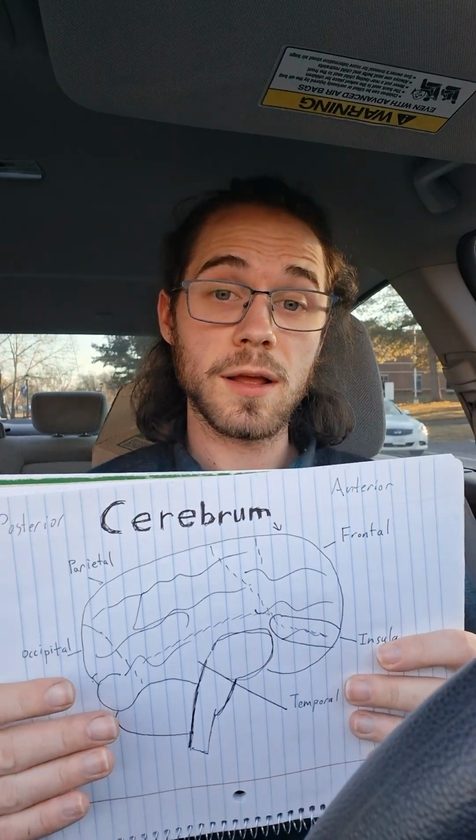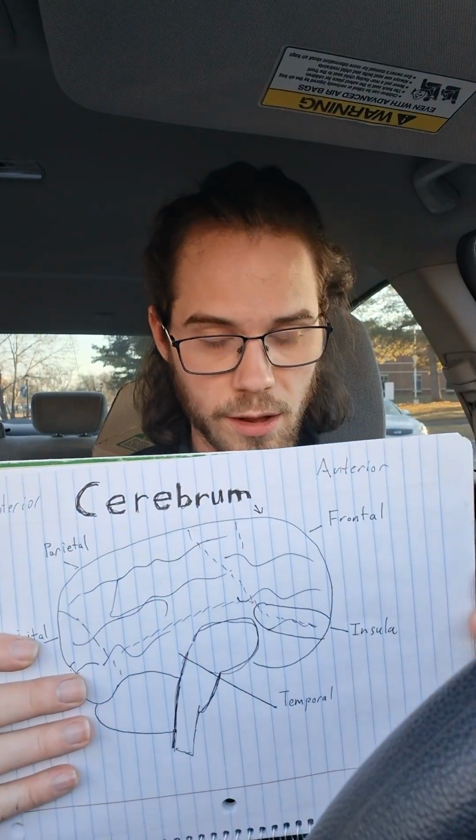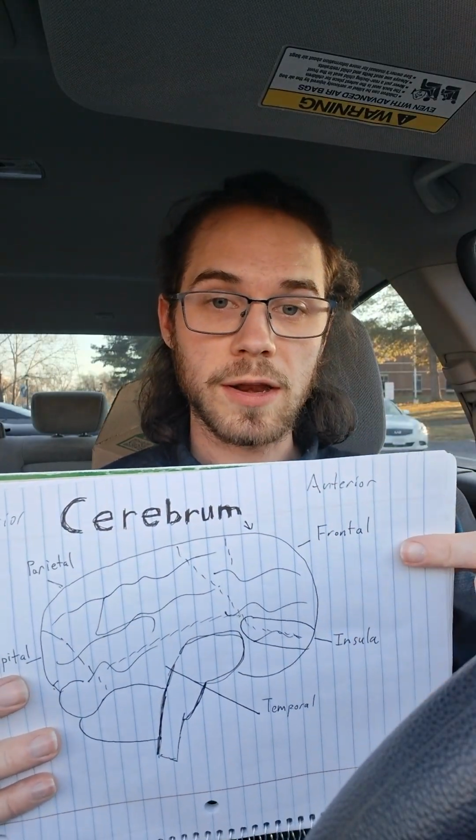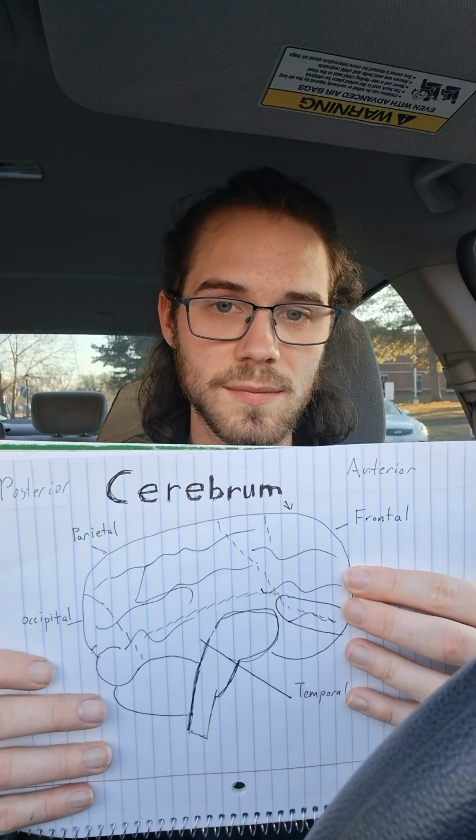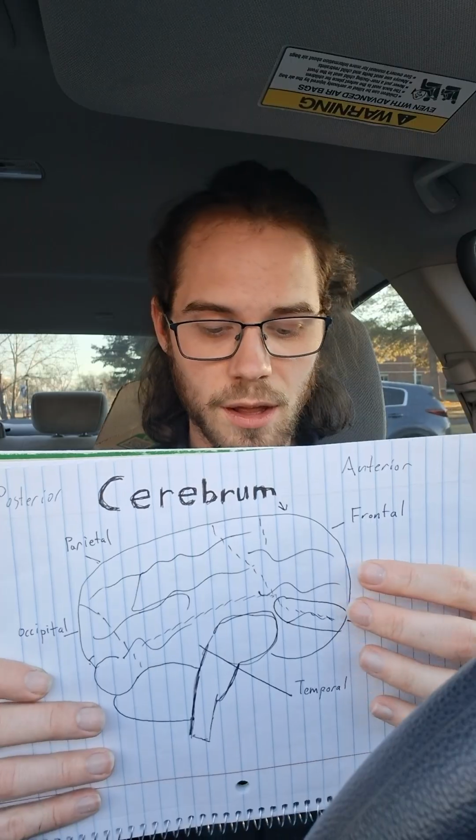So the cerebrum is divided into right and left hemispheres, and there are 5 different lobes in the cerebrum. So right here in our anterior view, we have the frontal lobe, which controls voluntary functions such as skeletal muscles and higher level cognition.